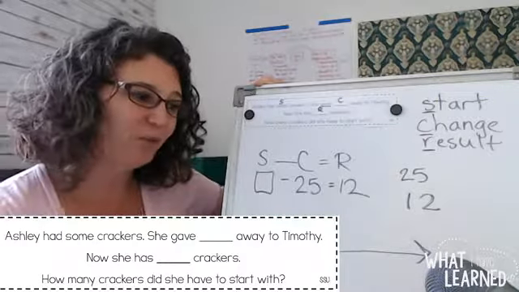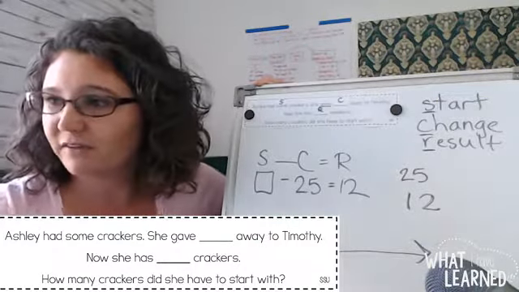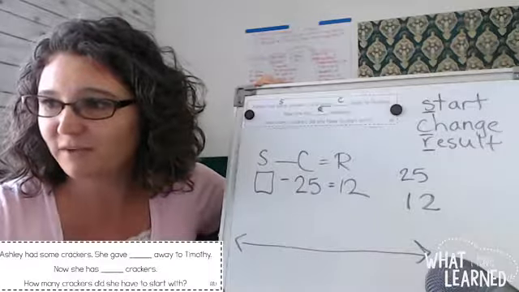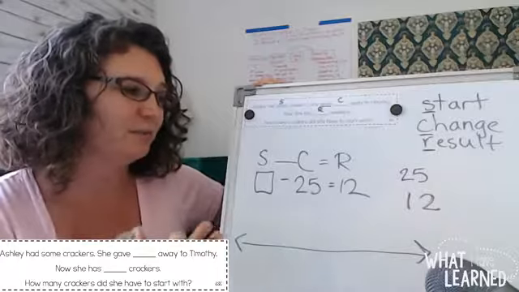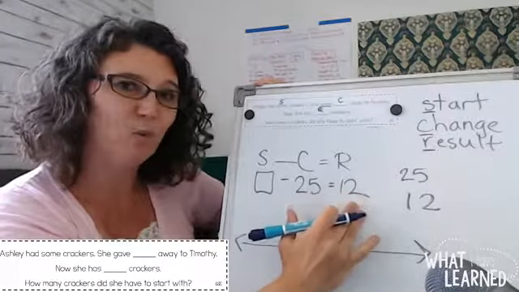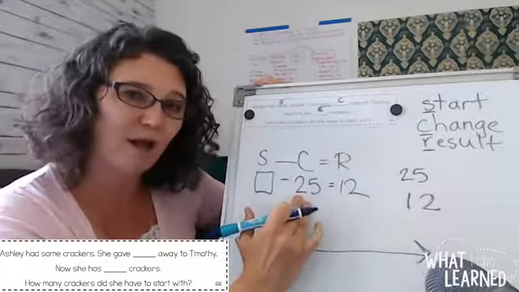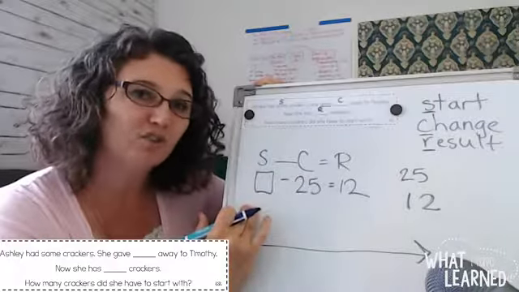And this problem is going to be a little bit different. Let me make sure that you can see it, because I know I covered up the other one. There you go. This problem is going to be a little bit different because we have the result. We know where she ended and we know how much she gave away. We don't know where she started.